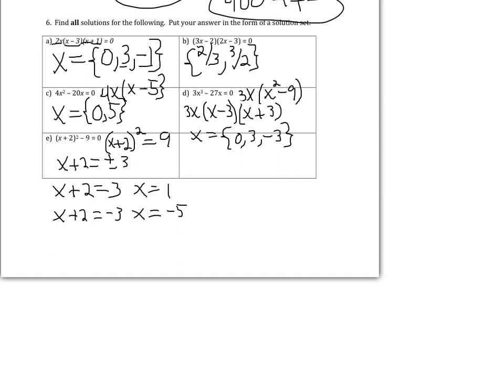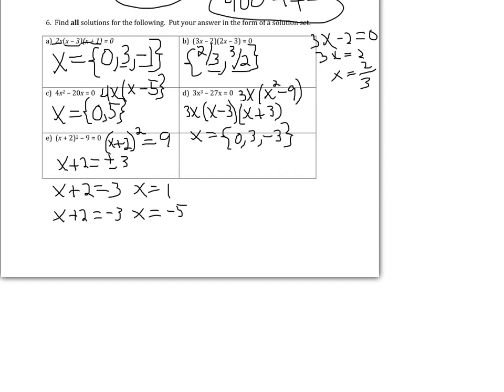For B, 3x minus 2 is equal to 0. Well, we can solve that. 3x minus 2 is equal to 0. We get 3x is equal to 2. X would be equal to 2 over 3. That gives us our first solution, and similarly 2x minus 3 gives us a solution of 3 over 2. So those are our 2 values that set the equation equal to 0.